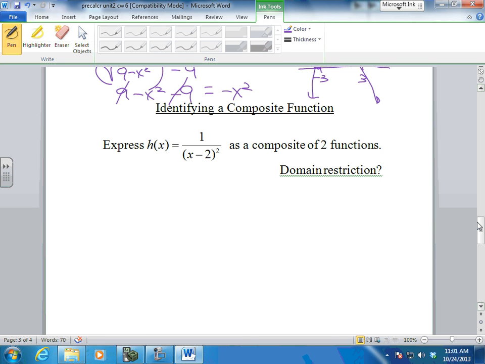If I end up with this, I want to find two functions that made this. Let's go this way. See if you can think of two functions that when I do f of g of x, I end up with that up there? Think. Give me two functions that when you put one into the other, you're going to come out like that.